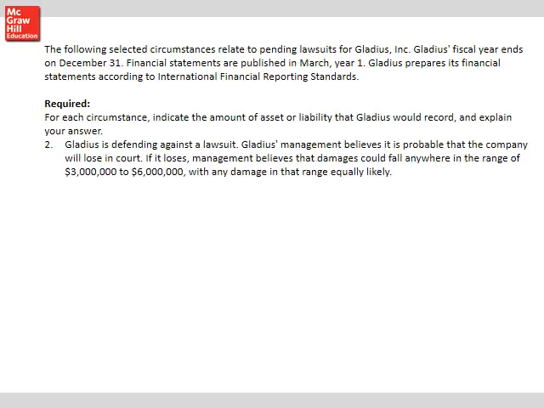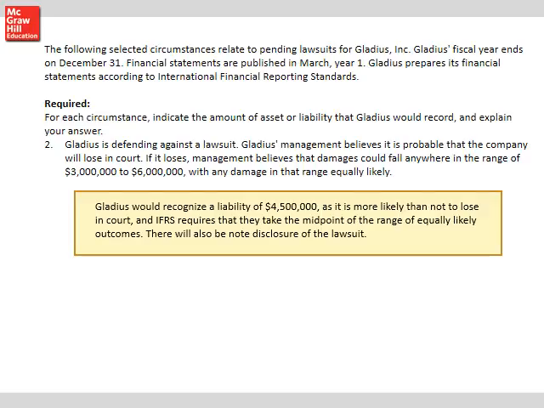In this case, they believe it is probable and that it will be in a range of $3 to $6 million. Okay, so what we do under IFRS is we record the midpoint of the range. Now, the fact that we record it is the same as GAAP. However, under U.S. GAAP, we would have only recorded the $3 million. Here we record the mid-range, the $4.5 million.